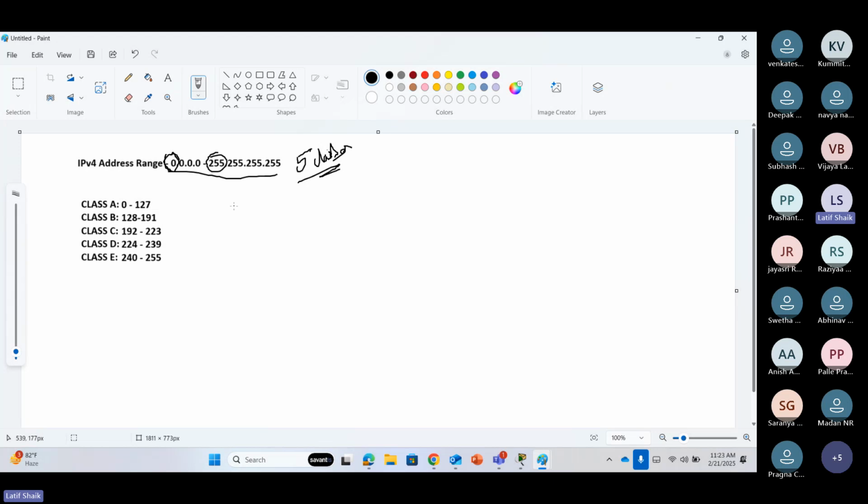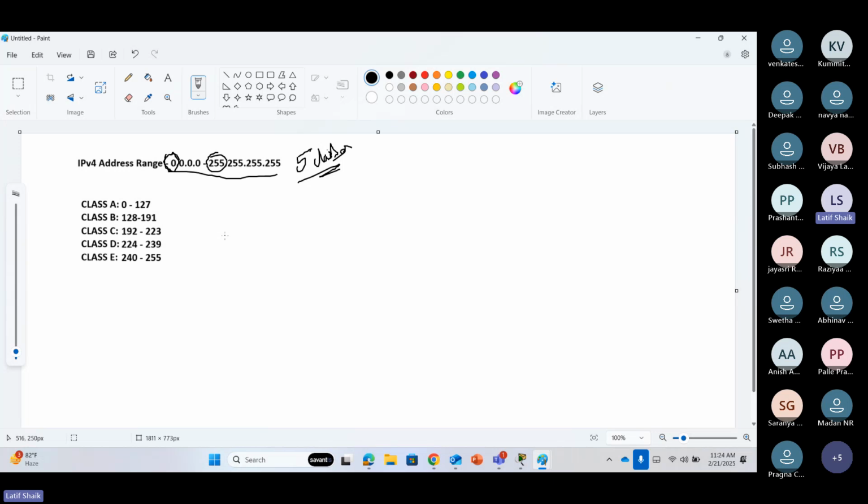Okay. Of course, if you want a technique, there is no specific technique. The first thing you remember is 0 to 127, the class A. The remaining things automatically come into your mind. For writing it is quite easy. For remembering at the time of interview, you have to practice, and then you will remember.